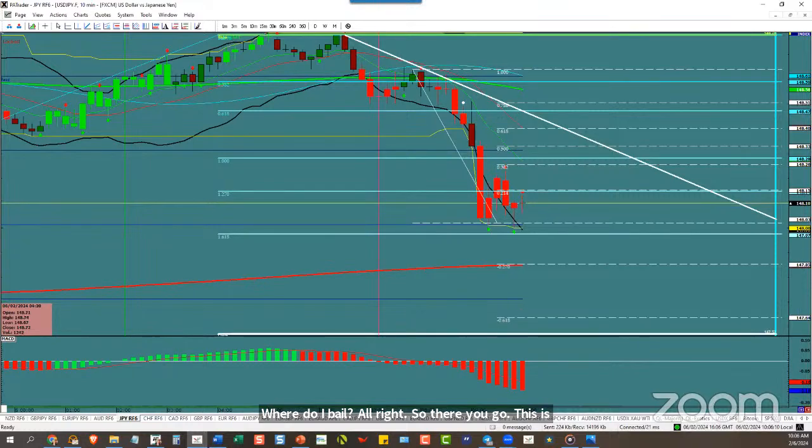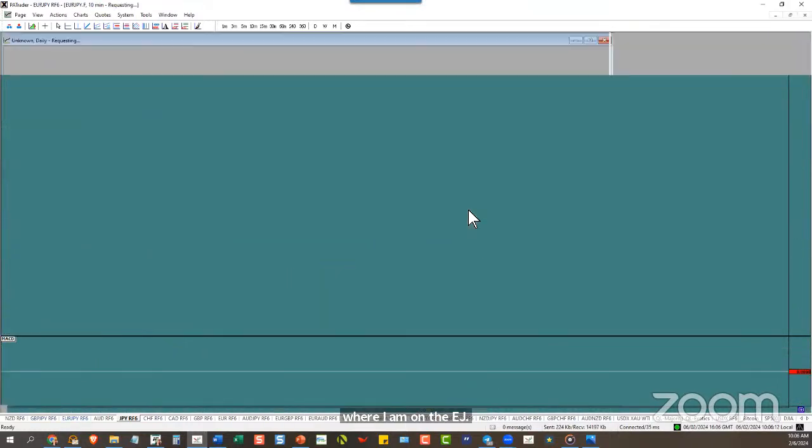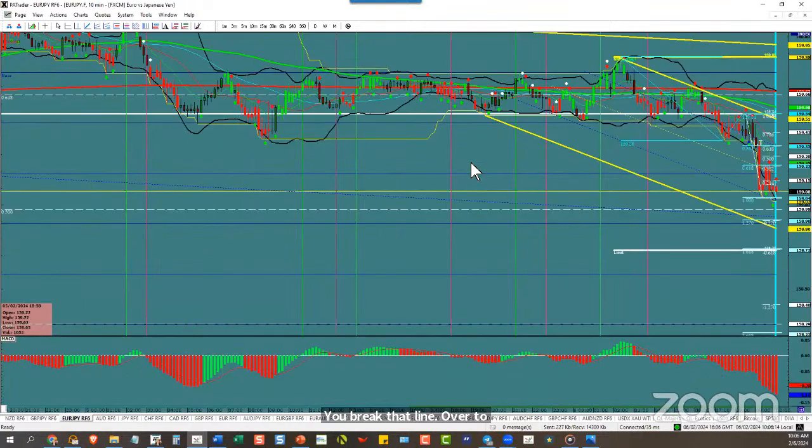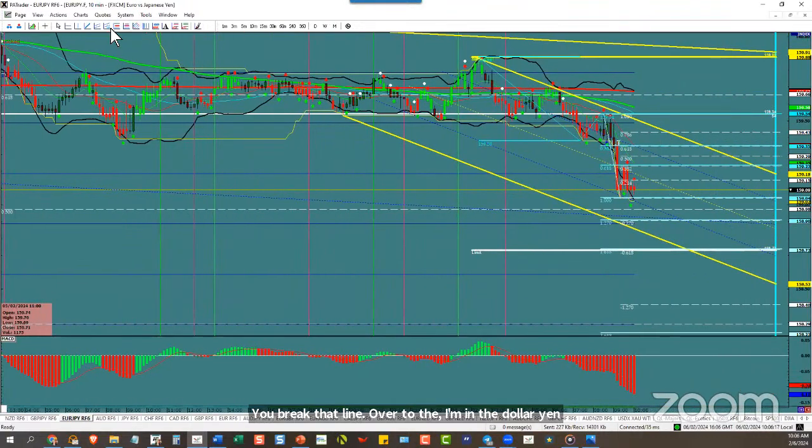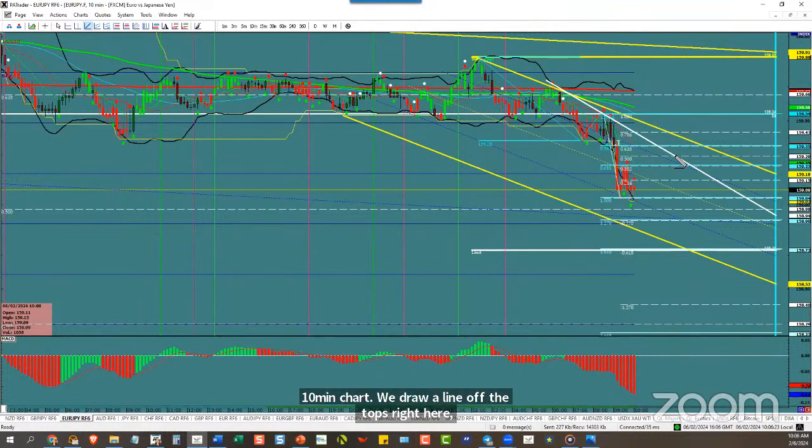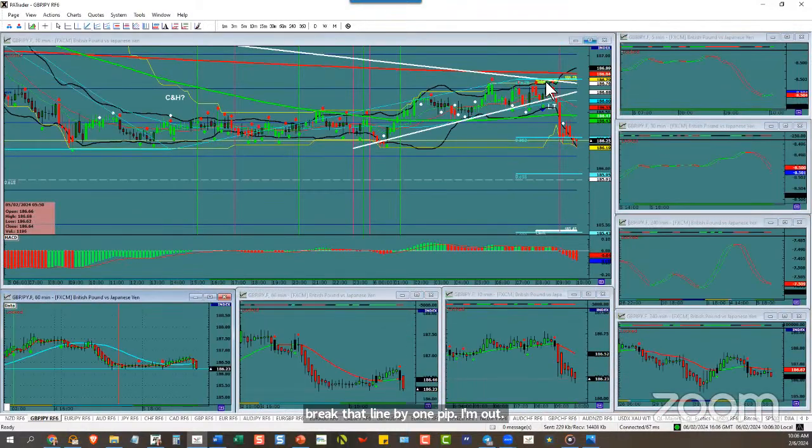So there you go. This is where I bail on the EJ. You break that line. Over to the dollar yen, over to the EJ. Where's the bailout zone? They're down here in a 10-minute chart. We draw a line off the tops right here, right there. And you can breathe in here anything you want, but if you break that line by 1 pip, I'm out. Same thing with the GJ. Bailout zone, one of the most important things.